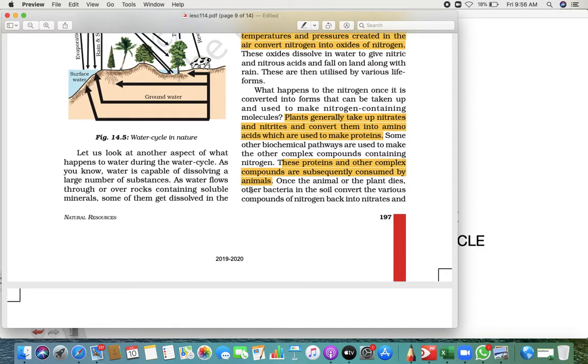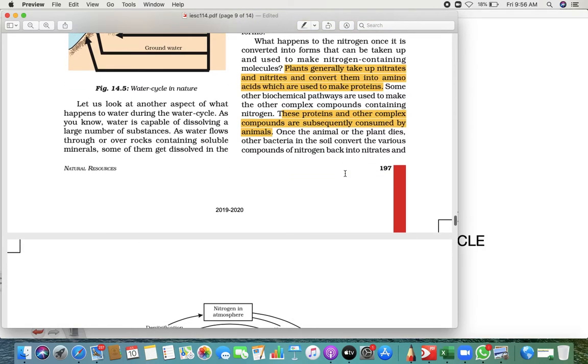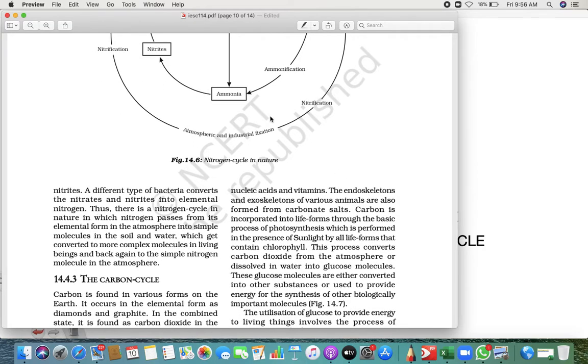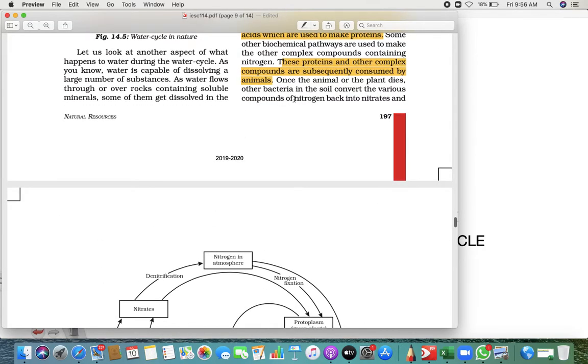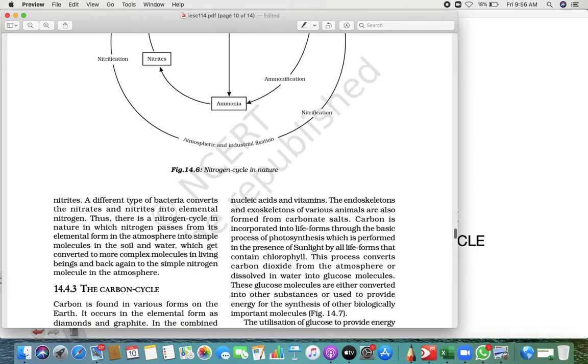Now when these plants and animals die, what happens? This is how the nitrogen comes to the earth and how it is utilized. But the question is how it goes back to the atmosphere. When the plants and animals die, I'll show you the cycle. There is a bacteria that converts this nitrogen back into nitrates and nitrites, and there is one more type of bacteria which converts the nitrates and nitrites into elemental nitrogen.